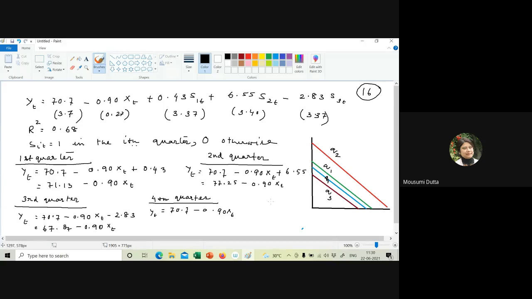So if anyone has any doubt or query regarding the interpretation of the dummy variable, how to do these things, please let me know. Otherwise, I'll give an example, or we will discuss examples from other chapters. Any question regarding the interpretation of the dummy variable? If I incorporate a slope dummy along with the intercept dummy. So everything is fine with all of you?